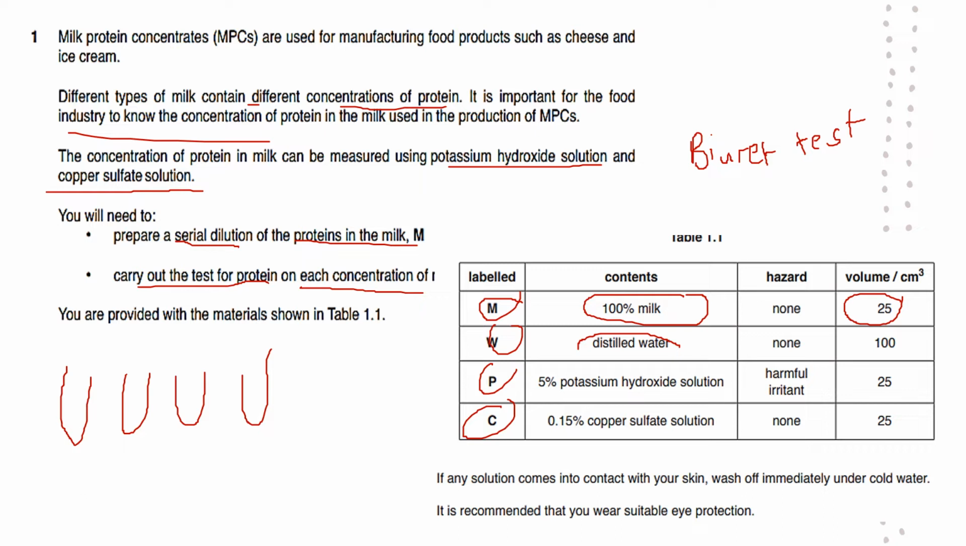Then they tell you that if any solution comes in contact with your skin, make sure you wash it off immediately under cold water, and you also wear suitable eye protection. So this is not stuff that you necessarily have to worry about, as your school should. Hopefully they do this. They ought to give you gloves when you get into the lab, and also give you a lab coat as well as eye goggles. So if they don't give you those three things, please ensure to ask for them. Gloves, eye goggles, as well as a laboratory coat, so that you don't hurt yourself when you are busy.